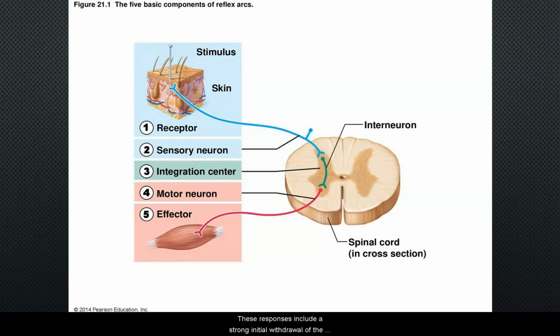These responses include a strong initial withdrawal of the flexor muscle, which is caused by activation of the alpha motor neurons, inhibition of the extensor muscle, mediated through inhibitory interneurons, and sustained contraction of the flexor, which is mediated by the spinal cord neuronal circuit. Or, in other words, the receptor sends the signals to the sensory neurons, the integrating center makes a decision, which sends down to the motor neuron, which then goes to the effector, which causes you to have a reflex, move away from what is causing you pain.